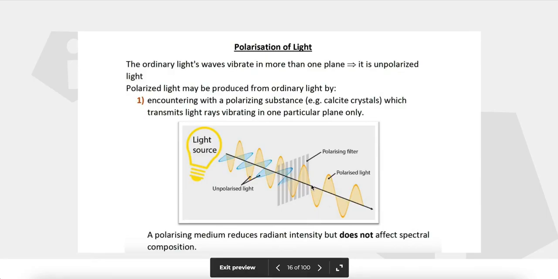So how can polarized light be formed? This can be done by intersecting with a polarizing substance like calcite crystals. And in this case, as we said, the polarizing medium will reduce the radial intensity but doesn't affect the spectral composition, or doesn't affect the color components of the light.